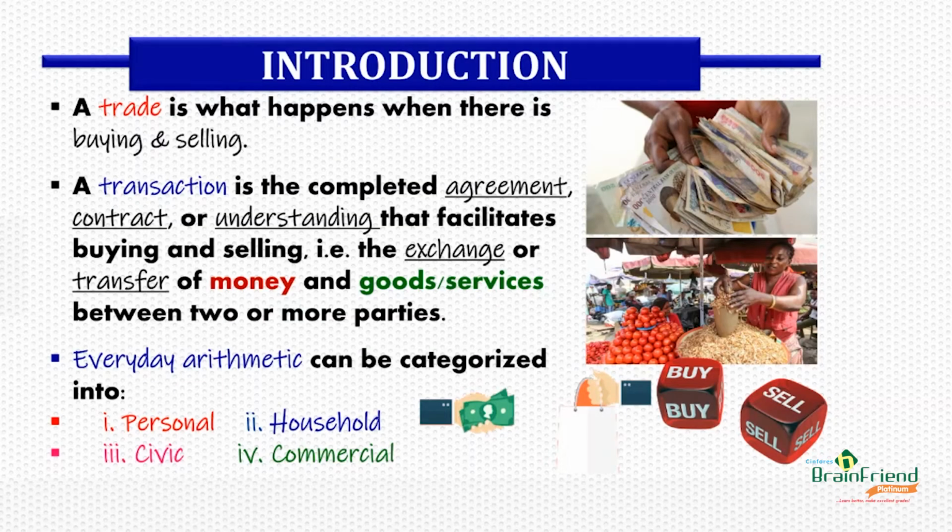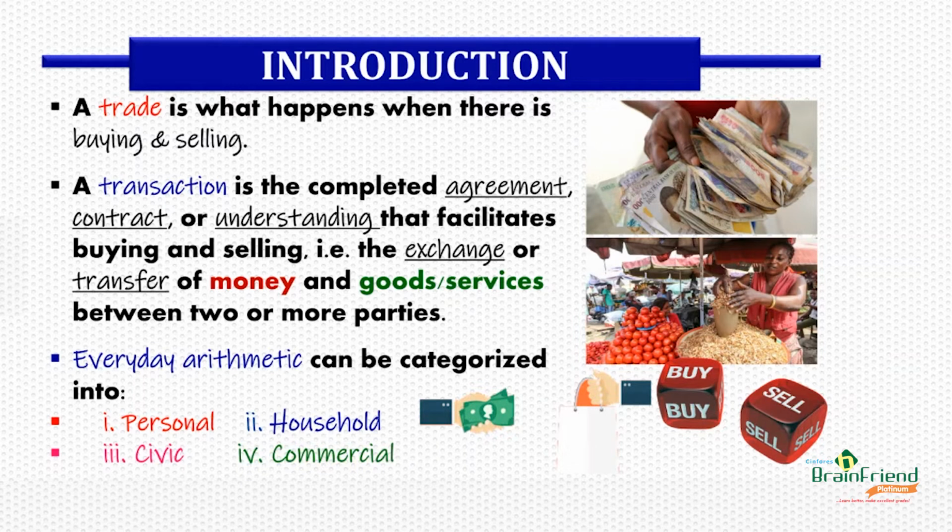In our previous lesson, we learned about transactions. A transaction is simply a process that involves the exchange of goods and services for money. Now, this can be done by two or more parties. Whenever this is initiated and completed, we say that buying and selling has been done. In other words, a trade has been done. Now, in our everyday life, we carry out different types of arithmetics. They can be categorized into four. We have personal, household, civil, and commercial arithmetics.